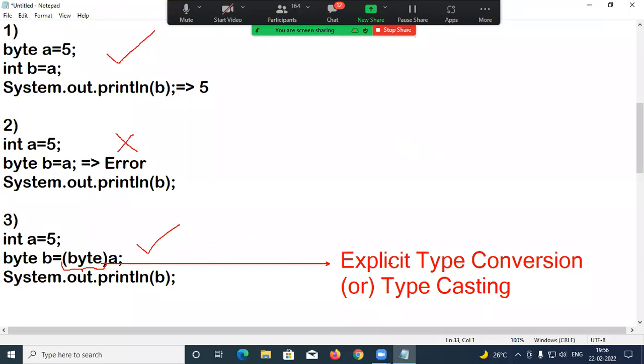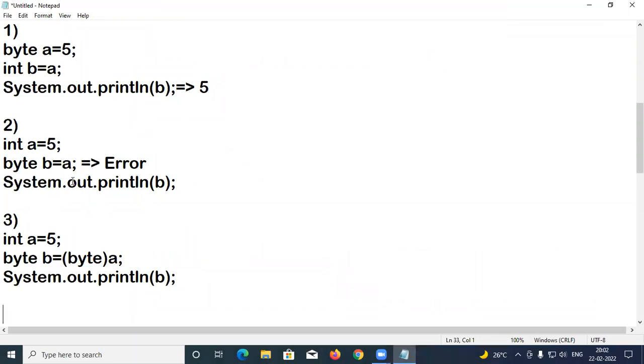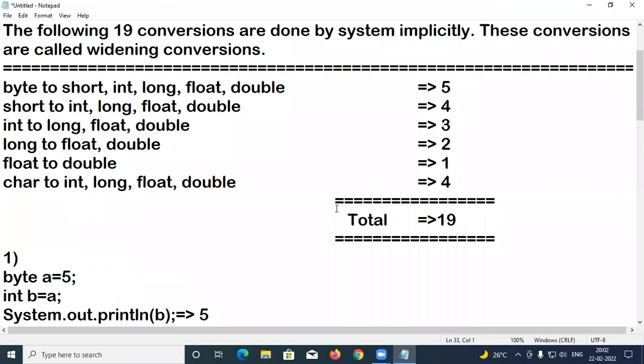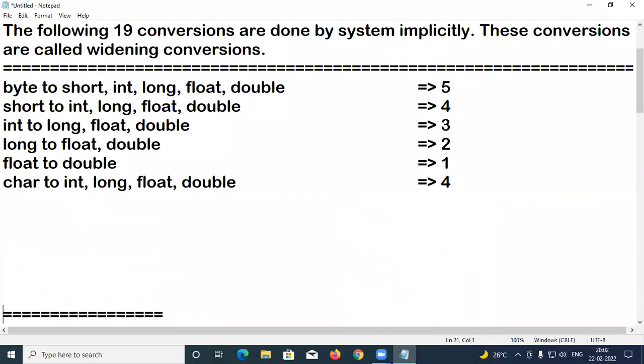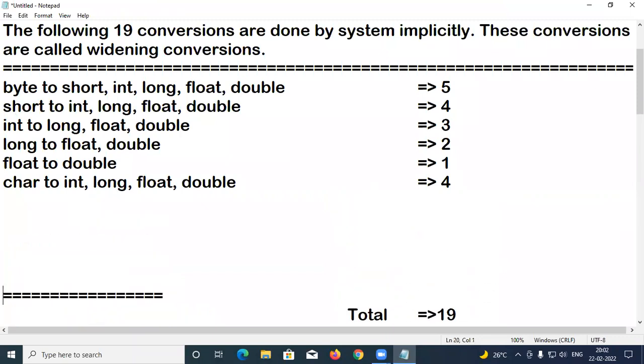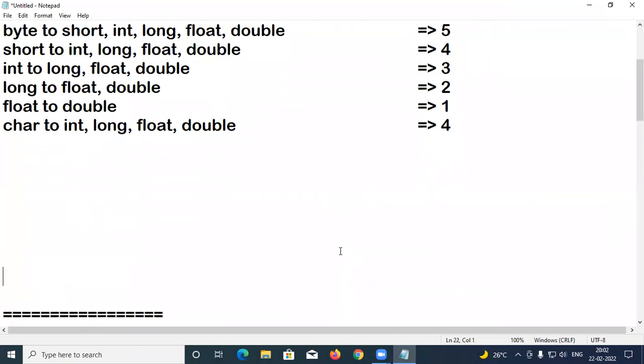This is called explicit type conversion. We can also call typecasting. Now you observe just this chart. If you remember it, it's enough. This 19 conversion chart, if you remember, that is enough, you can give answers.